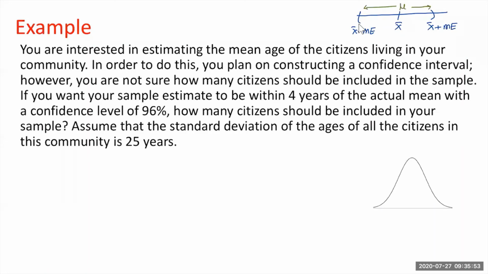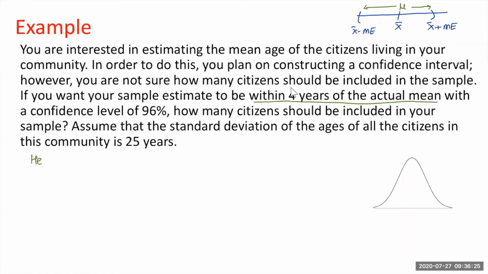But what they say here is, you want the estimate to be within 4 years of the actual mean. Within 4 years of the actual mean means that the true mean lies 4 years above or 4 years below the point estimate. So this 4 years is the margin of error that's given to you. So let's write that down.